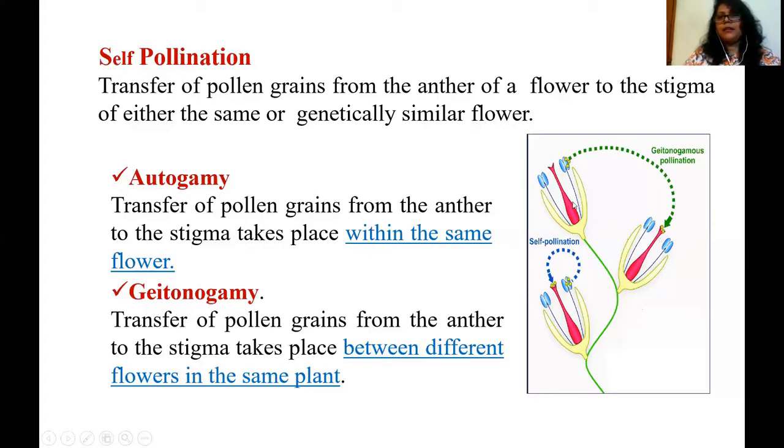Look here. This is the F1 flower, this is the F2 flower, and this is the F3 flower. Self-pollination in the F3 flower is by means of autogamy. Now look at these two pictures. These are the F1 and F2 flowers. Here the pollen from this anther is falling on the stigma of another flower on the same plant. So this kind of self-pollination is called geitonogamy.